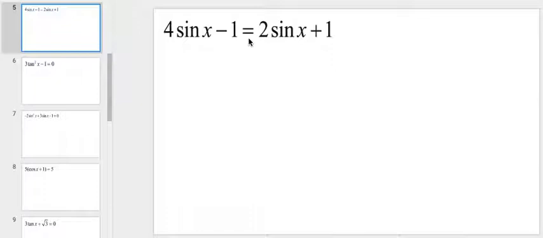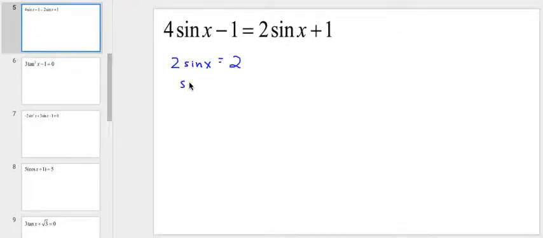Once again, this is not a problem where you have to do any factoring. You just have these like terms. I have 4 sin x on the left and 2 sin x on the right. So I could subtract this 2 sin x to the left side, and if you take 4 sin x minus 2 sin x, you've got 2 sin x. Likewise, I could add this 1 to the other side, which gives me 2.